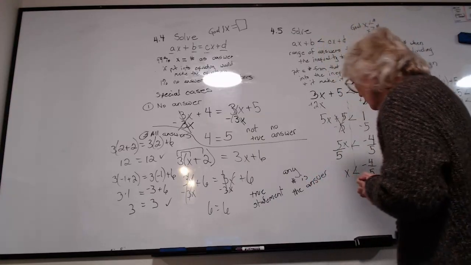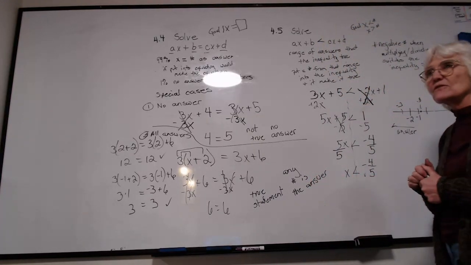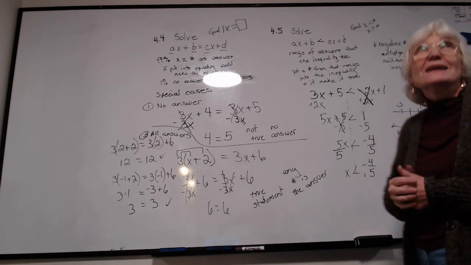Okay? So that is 4-4 and 4-5. That's what you're doing. Easy. Yeah, it's not bad. Okay?